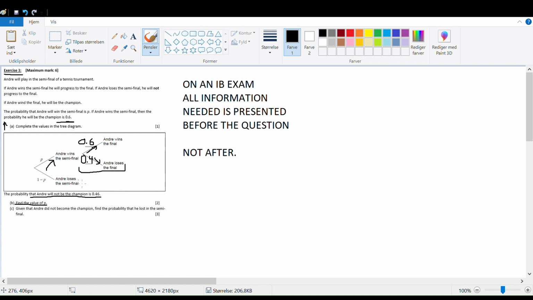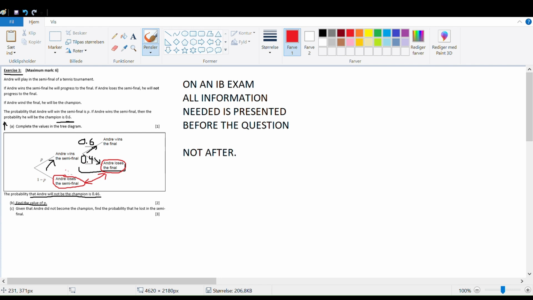What cases up here have him not being the champion? I'm going to highlight them in red. Well, the obvious one is if he loses in the final, he's obviously not the champion. But he could also lose in the semifinal. Then he's also not the champion. So if he lands in either of these cases, then he's not going to be the champion. How do we calculate that?